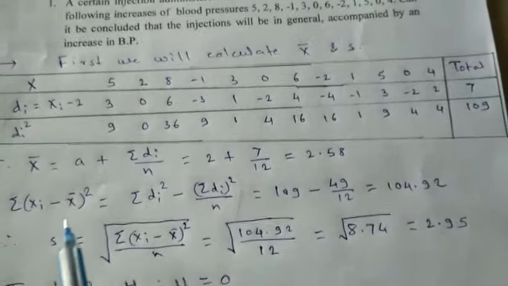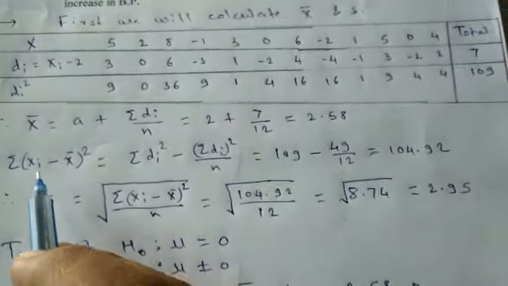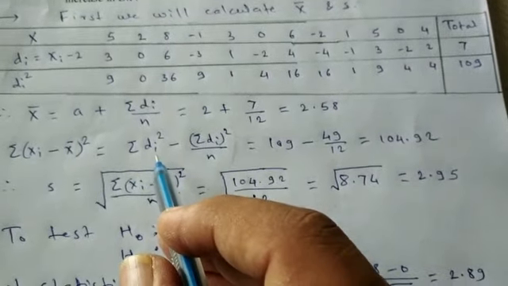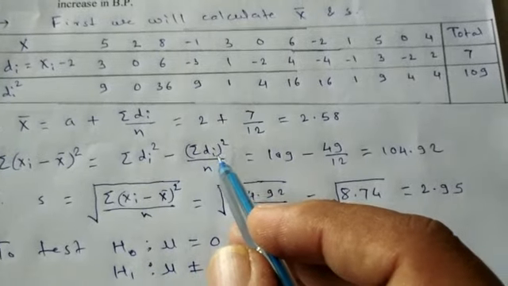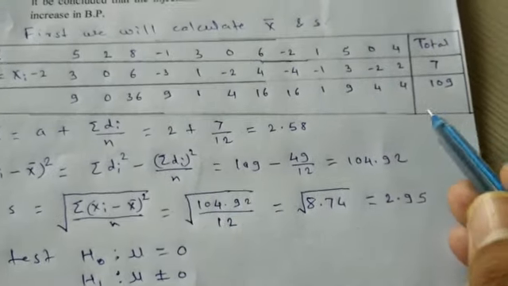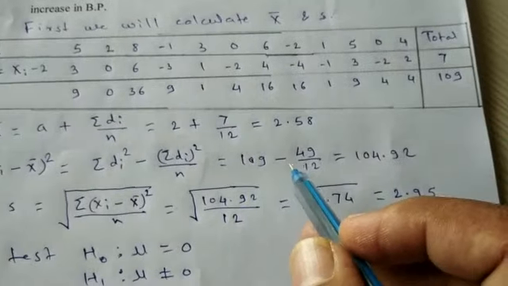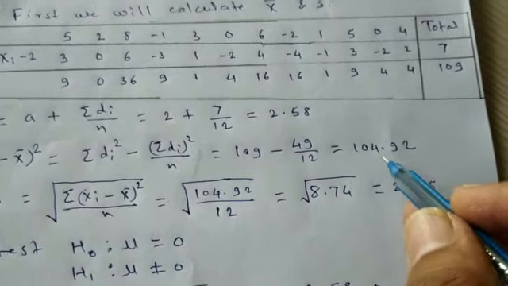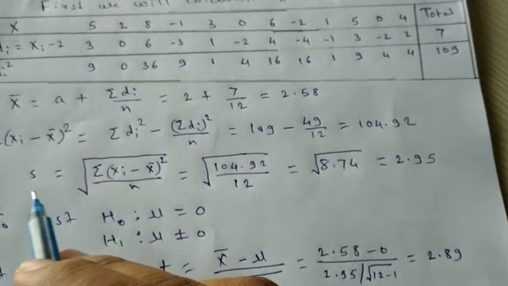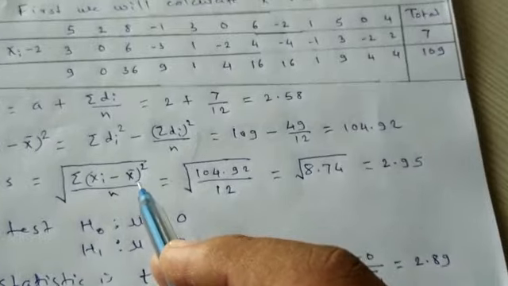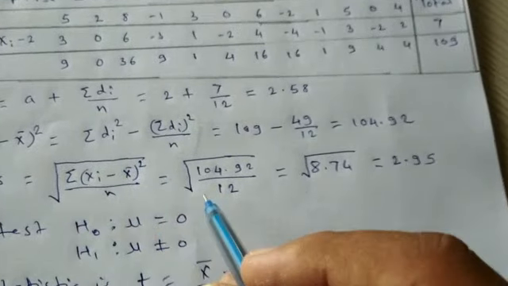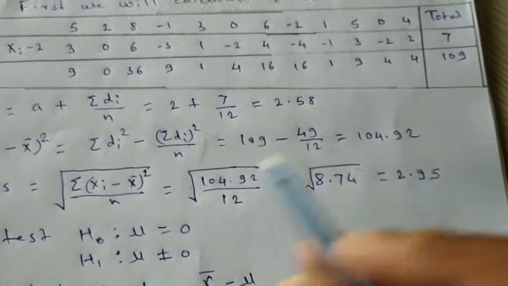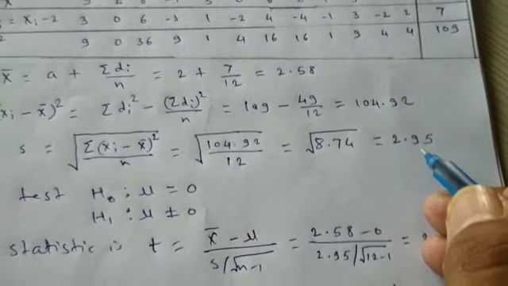Now the second part, in calculating s we require this summation. So summation of xi minus x bar square equal to summation of di square minus summation of di whole square by n. But summation of di square is 109. So 109 minus 49, that is 7 square, divided by 12, which is 104.92. Therefore s is under root of summation of xi minus x bar square by n, which is under root of the value of this summation, 104.92, divided by 12, which is 2.95.